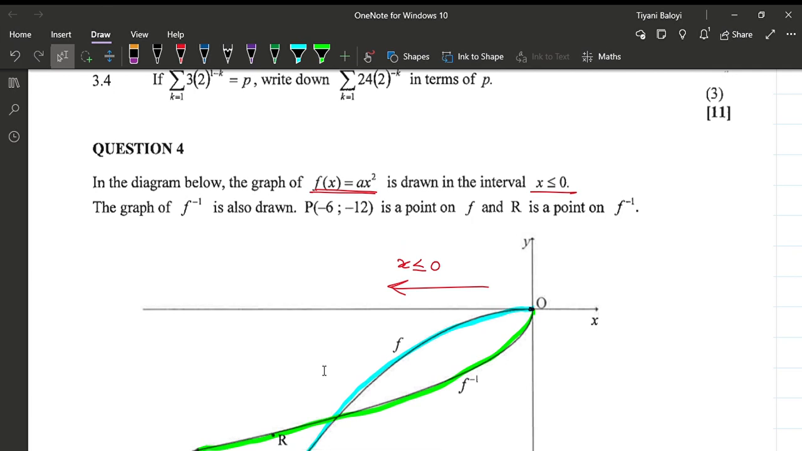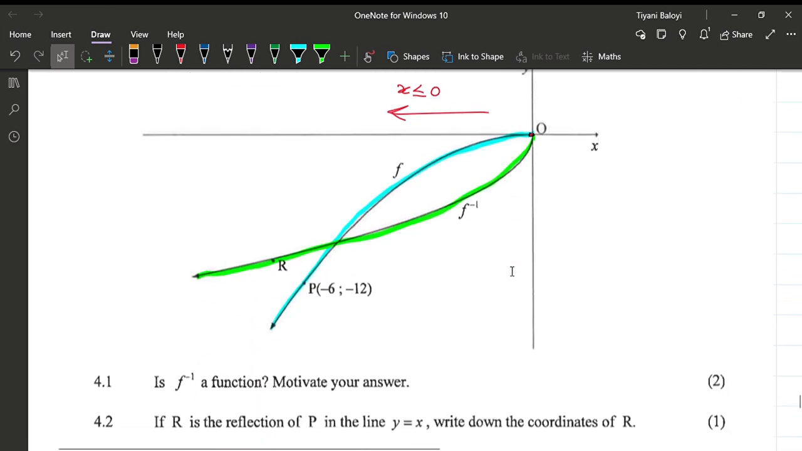ax to the power 2 is drawn in the interval x is less or equal to 0. So these are your values of x from 0 in that direction. And then it also says that the graph of f to the power minus 1, which is the inverse of f, is also drawn. And then it says p, which is point p, which is minus 6 and minus 12, is a point on f, and r is a point on the inverse of f.